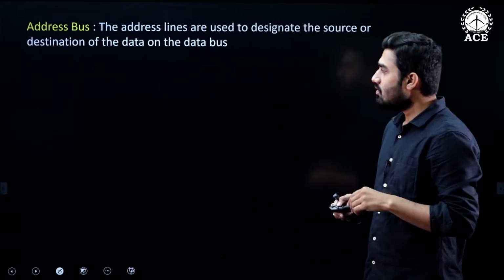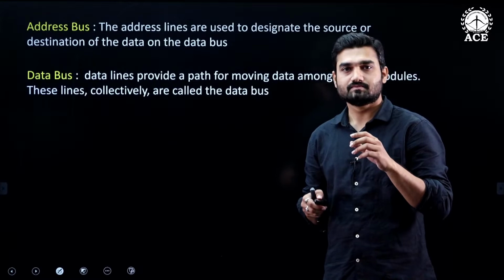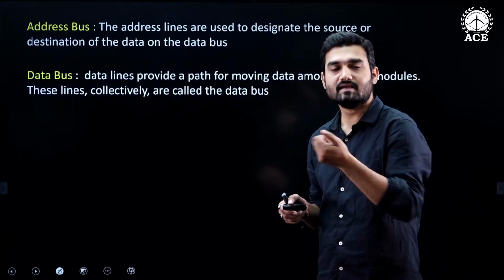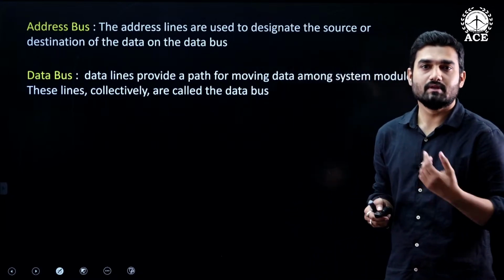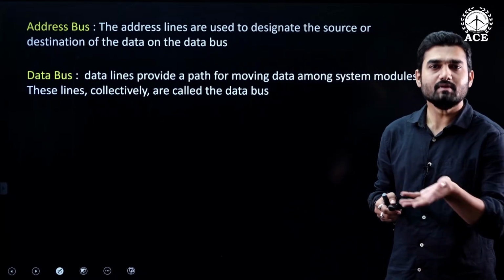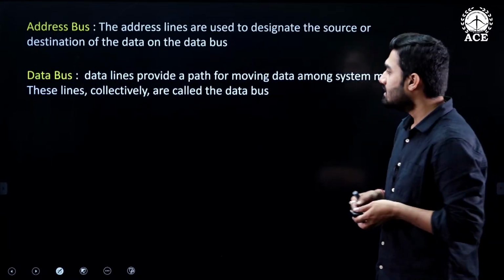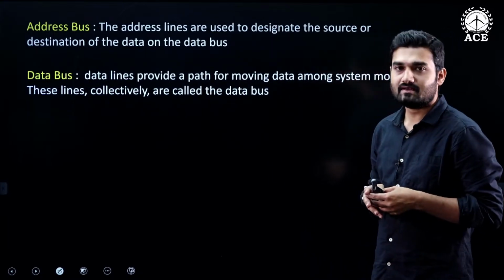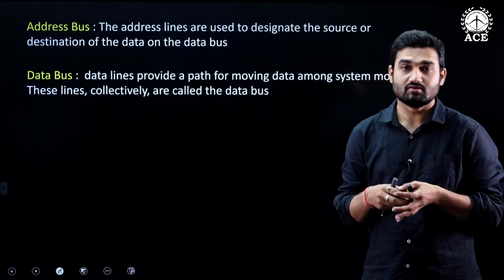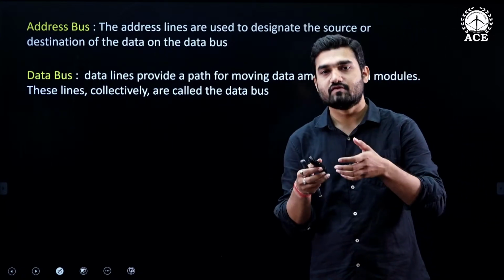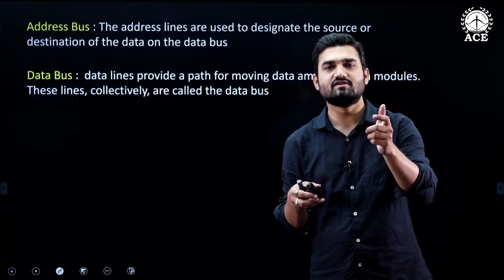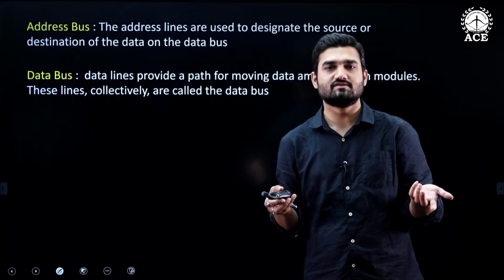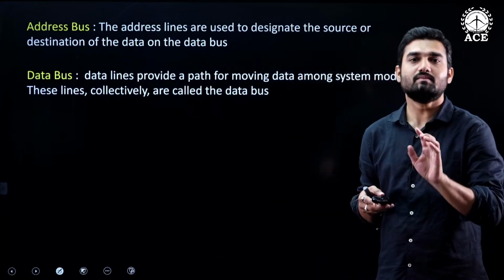Okay. Now, there is something called the data bus. The data bus is responsible for taking data from where? Maybe IO, maybe memory. Okay, fine. Maybe from CPU also, right? Data lines provide a path for moving data among the system modules. These lines are collectively called a bus. So a higher level definition of a bus is: a bus is a collection of lines. Every line is taking 1 bit at a time.